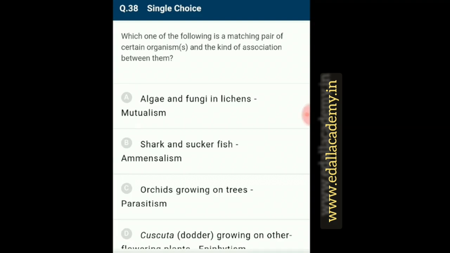Suckerfish and shark show commensalism as there is no negative interaction between the two. The same type of relationship is seen between orchids growing on trees. Cuscuta is a parasite and thus exhibits parasitism while growing on other plants. So the answer is option A. Algae and fungi in lichens show mutualism.